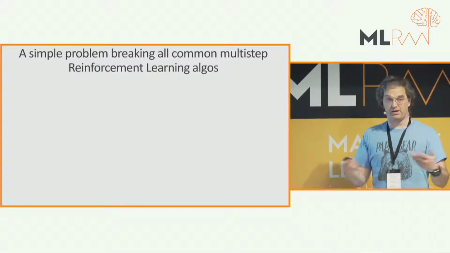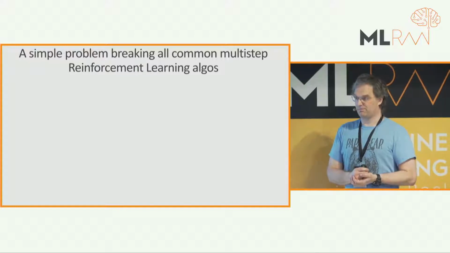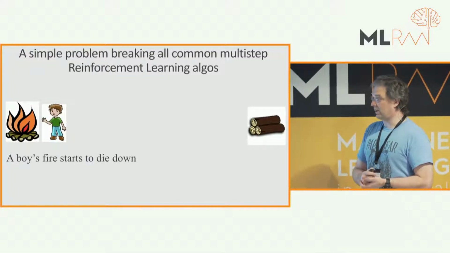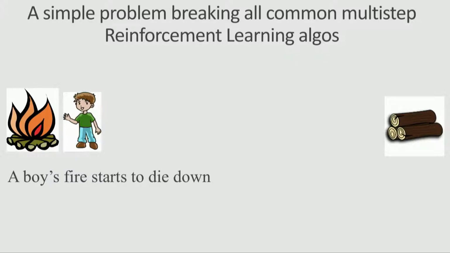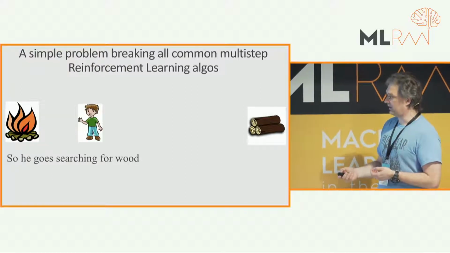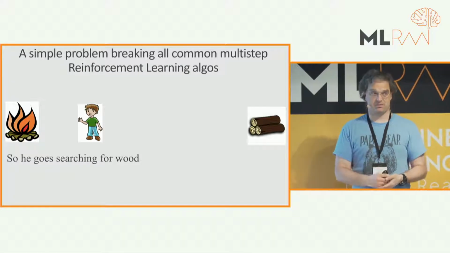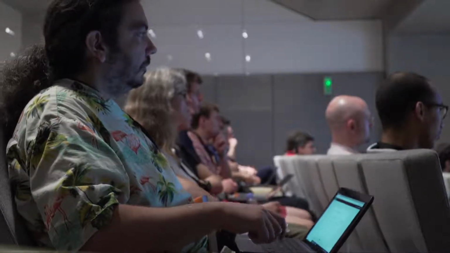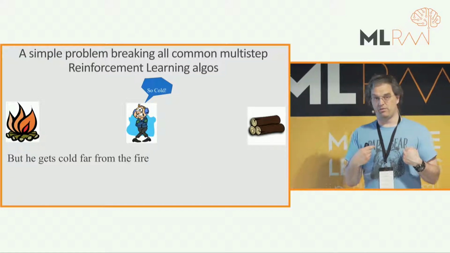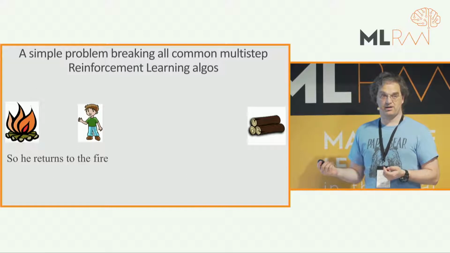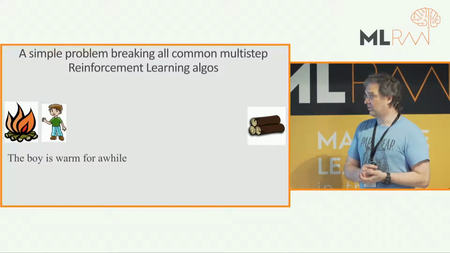So I'm going to tell you a problem of the flavor which will break the common multi-step reinforcement learning algorithms people use. Okay, so suppose you have a boy who's out camping. He's at a fire, and the fire starts to die down. So what the boy needs to learn to do is go grab a log and put it on the fire, right? So naturally, you have some simple exploration algorithm, something like epsilon greedy. The boy starts exploring. He goes searching for wood, but as he steps away from the fire, he gets cold, right? And so the immediate reward pushes him back towards the fire, right? And so the boy goes back to the fire.